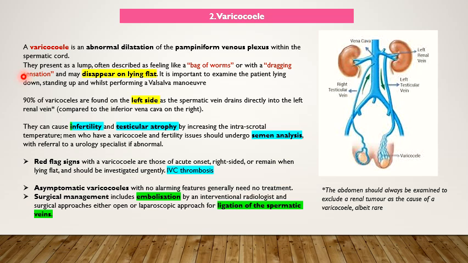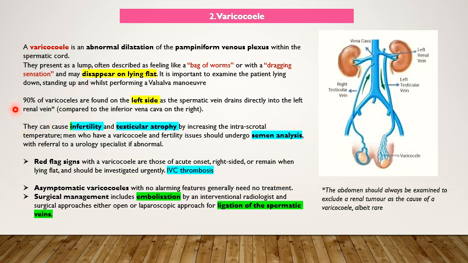In some instances, when they are smaller, when the patient lies down, the lump can disappear or become smaller, reducible. Then you can make it come on again by asking the patient to strain or stand up. Then the veins become more prominent, similar to varicose veins of the leg.